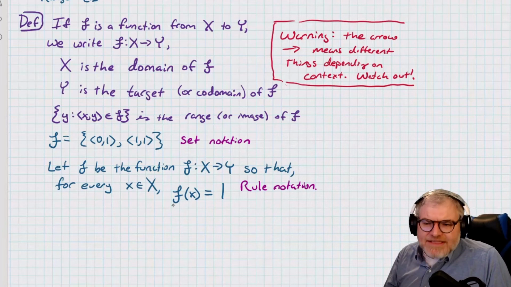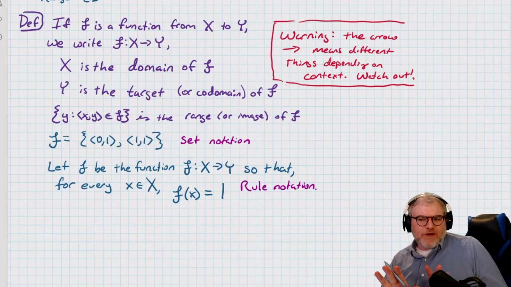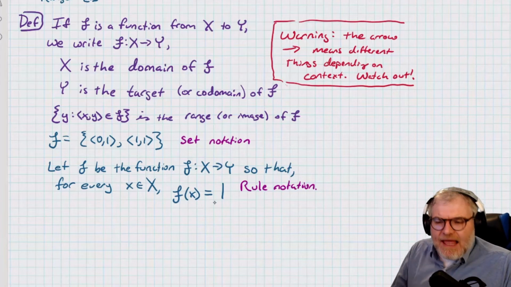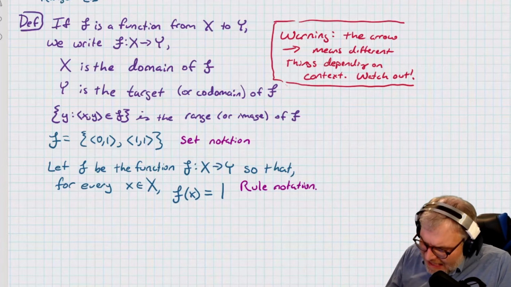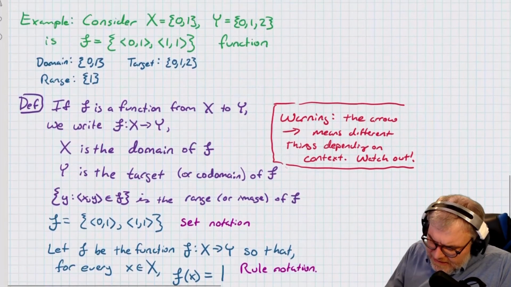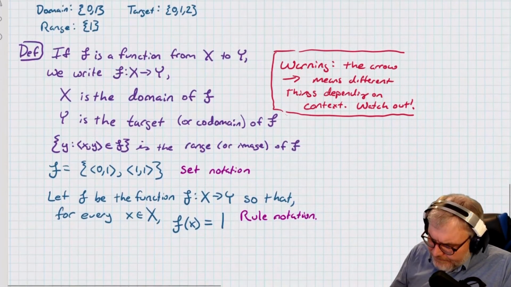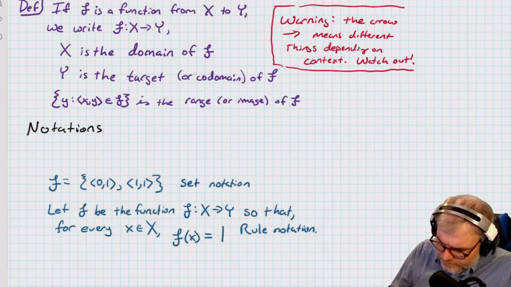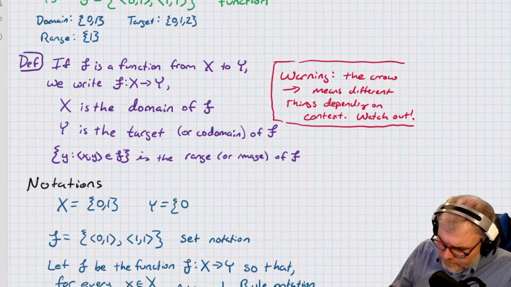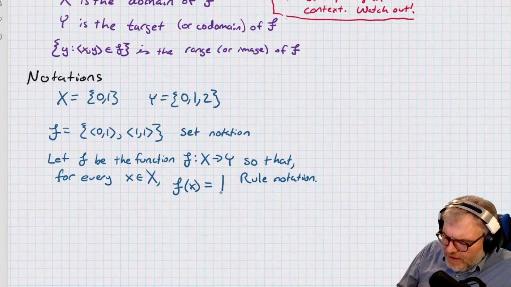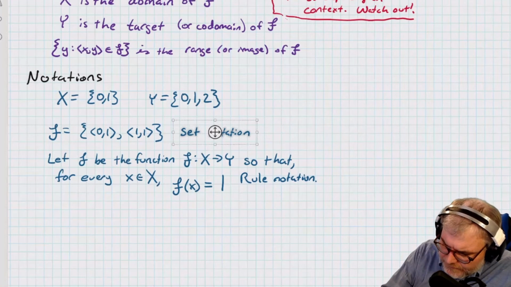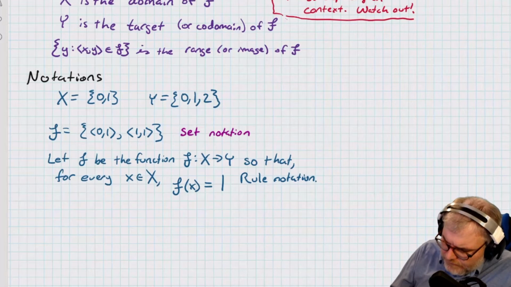By the way, what is f of 1/2 here? Hit pause and answer for yourself. f of 1/2 does not equal 1. f of 1/2 is not defined because the domain is {0, 1}. So in set notation, I just list the elements. This is rule notation.